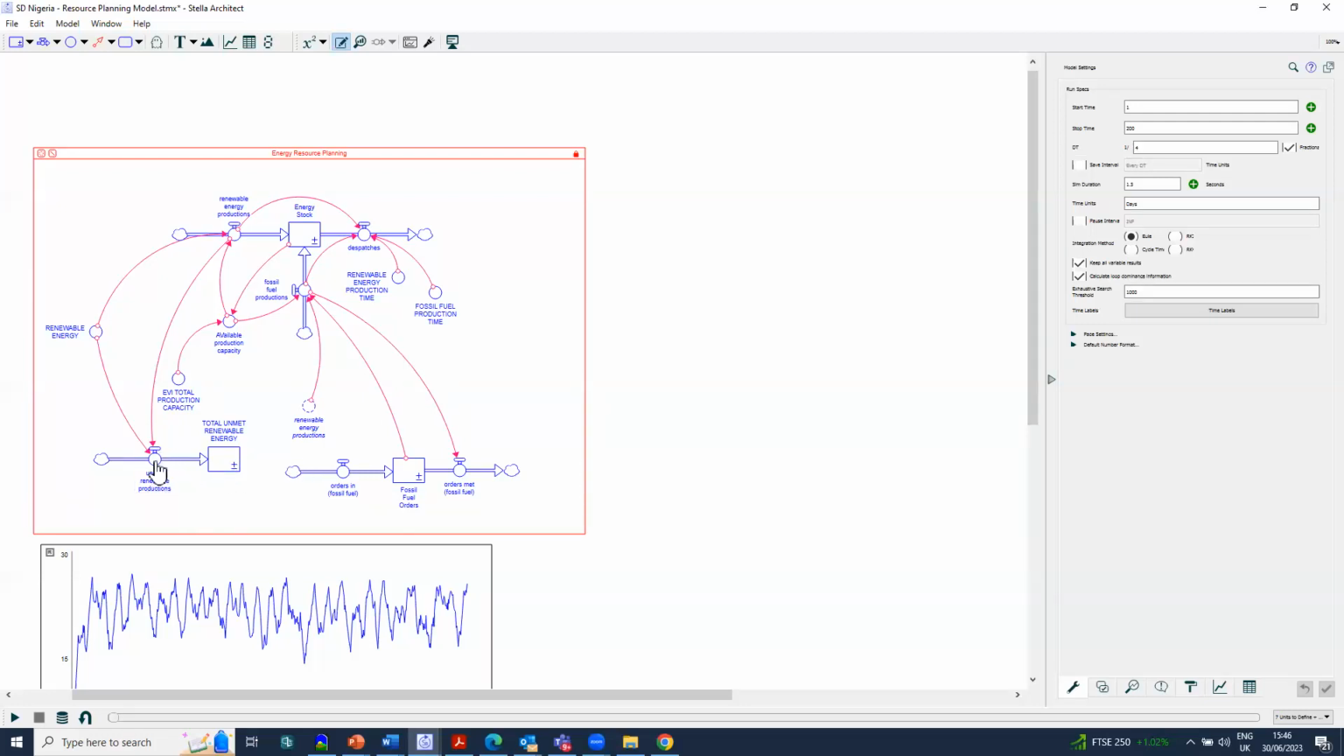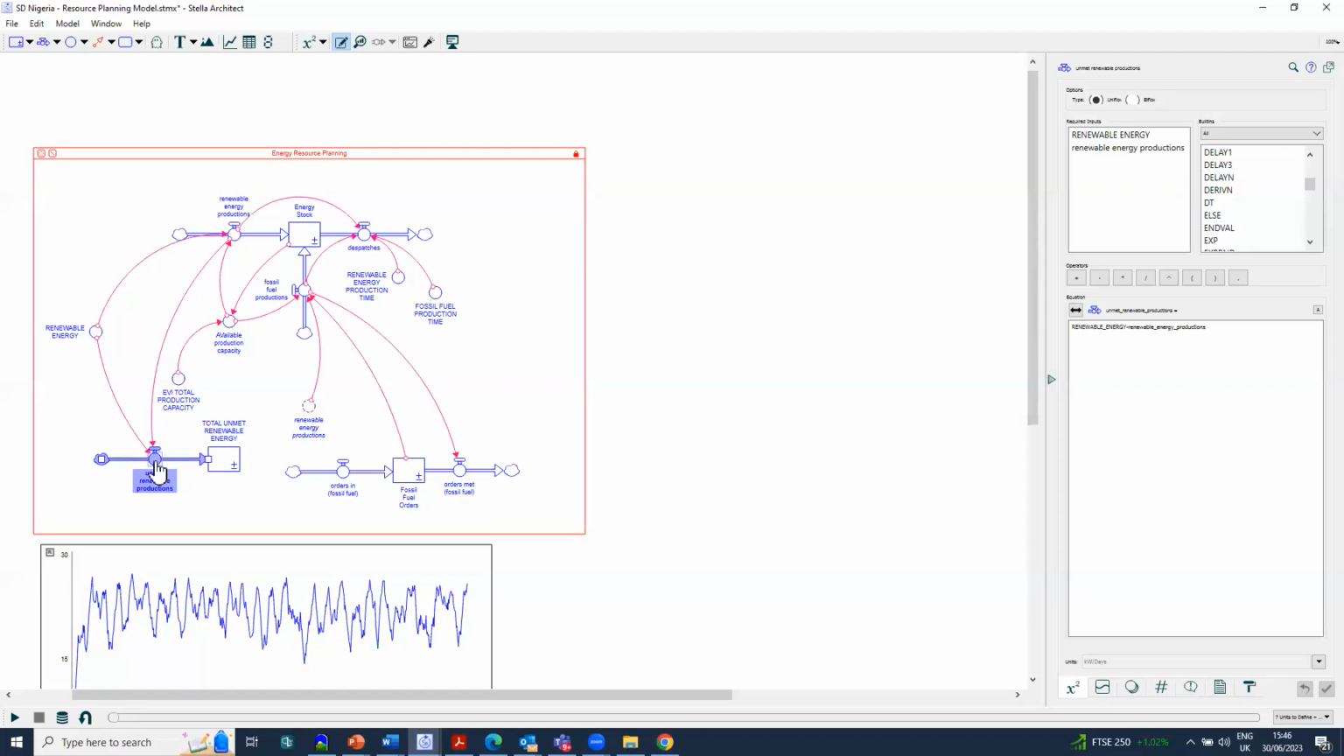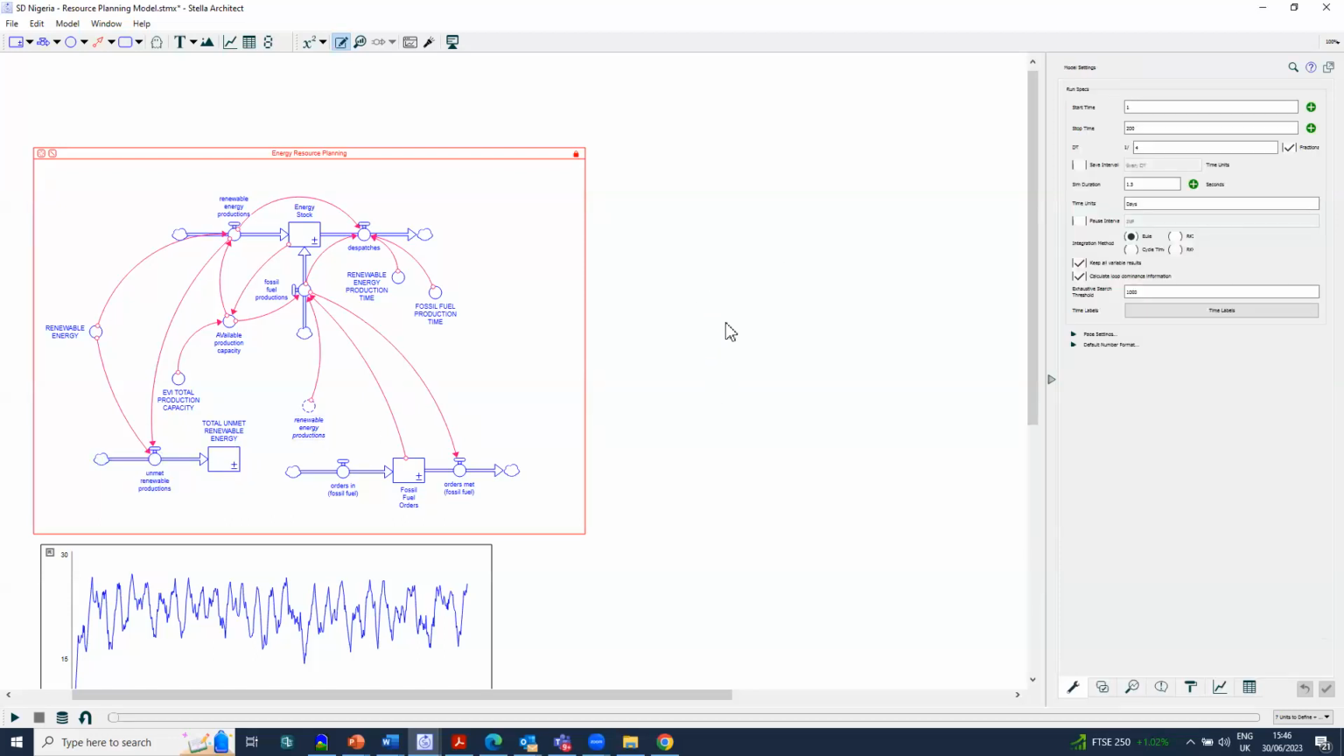So if you look at the unmet renewable energy production, I just wanted to have a talk on this. It is renewable energy minus renewable energy production. So the total renewable energy that is coming minus whatever is being produced. That is what goes in here. But this unmet renewable energy is the penalty we pay that we talked about earlier on. And I've run the model a couple of times. We'll run it again.